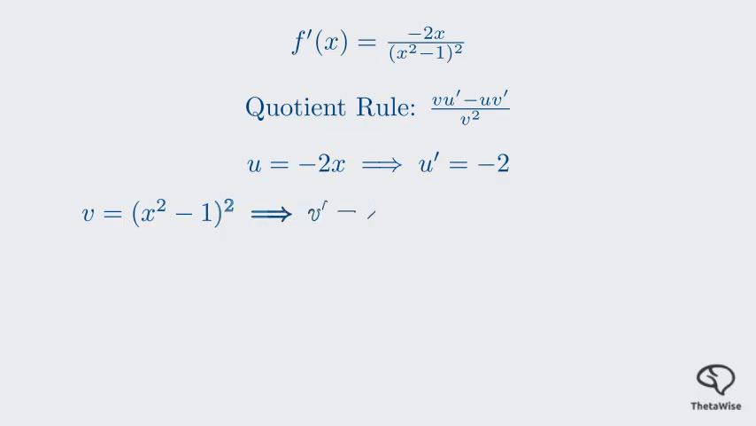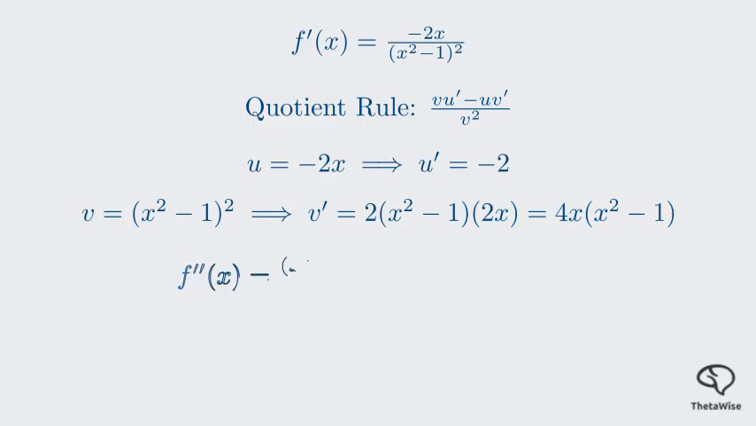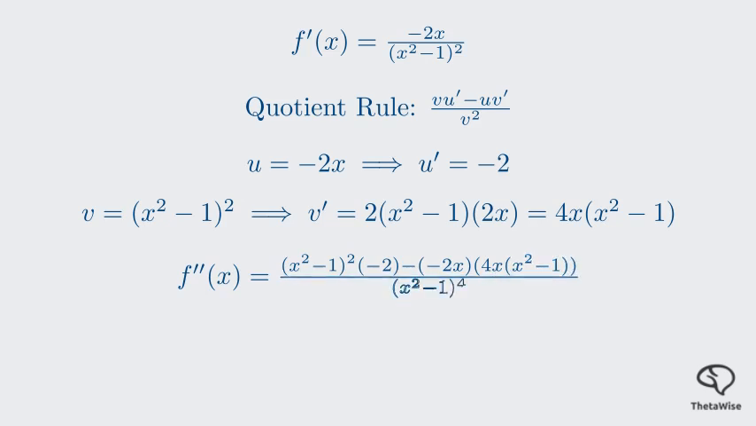We need the chain rule to find v prime. v prime is 2 times x squared minus 1 times 2x, which simplifies to 4x times x squared minus 1. Plugging these into the quotient rule, we get x squared minus 1 squared times negative 2 minus negative 2x times 4x times x squared minus 1 all over x squared minus 1 to the fourth power.